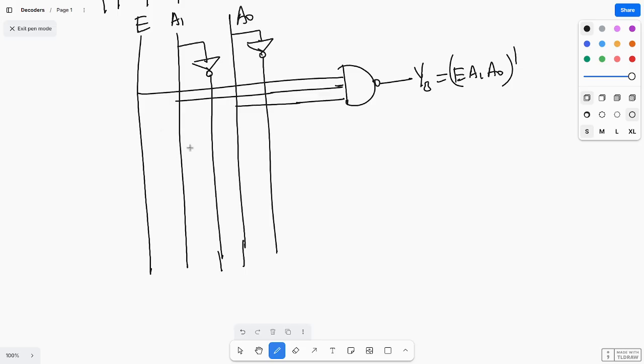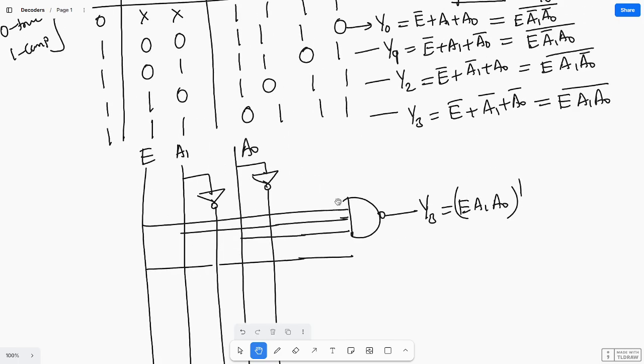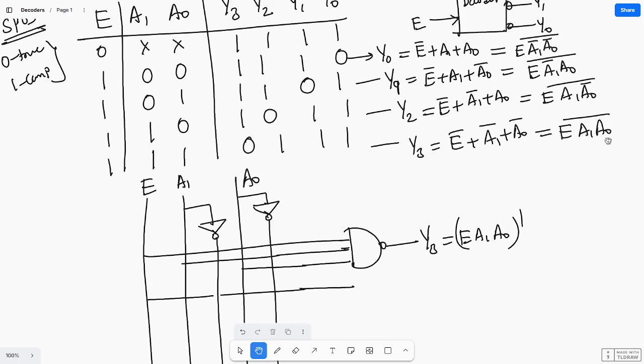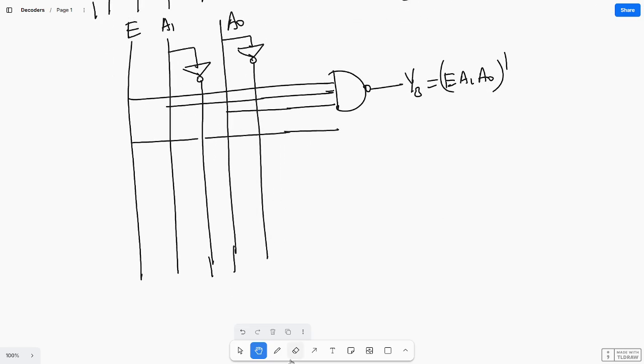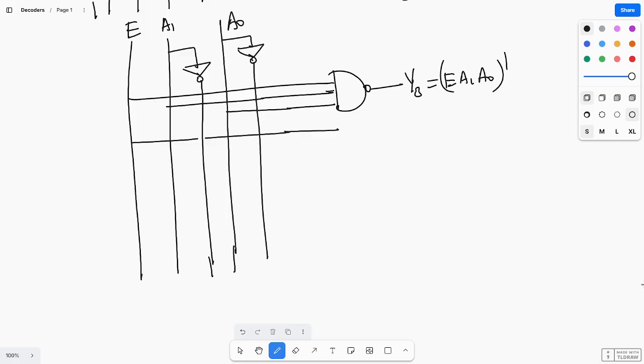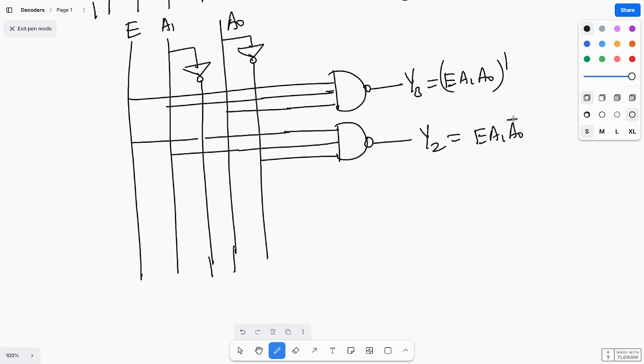Dash also we can represent. And next is y2. What is y2? (E A1 A0 dash) whole dash. We have already seen this. So y3 equals (E A1 A0) whole bar, and y2 equals (E A1 A0 bar) whole bar. So that I am doing. A1 and A0 bar are connected with a NAND gate. This is y2 equals (E A1 A0 bar) whole bar.